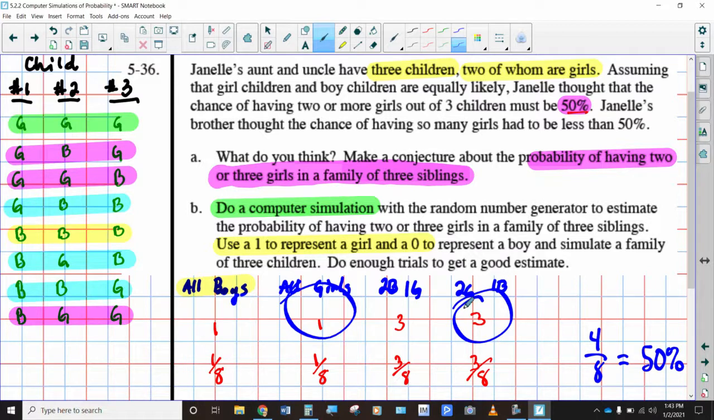Of getting exactly 2 girls, that's 3/8, which would be like 37.5%. Or getting all girls, that'd be 1/8, which would be like 12.5%. But if it's 2 or 3 girls, then that's 3 plus 1, which is 4. 4 out of the 8 is equivalent to 50%.